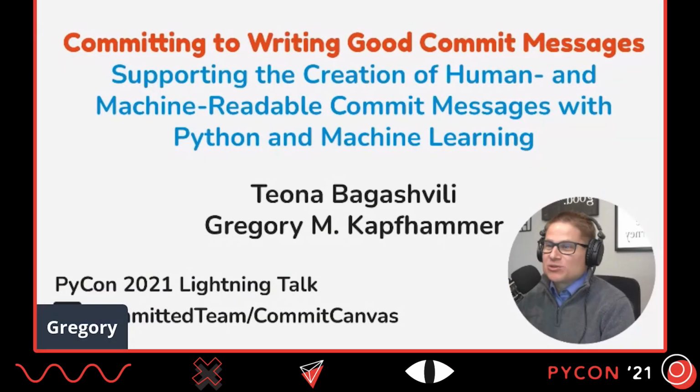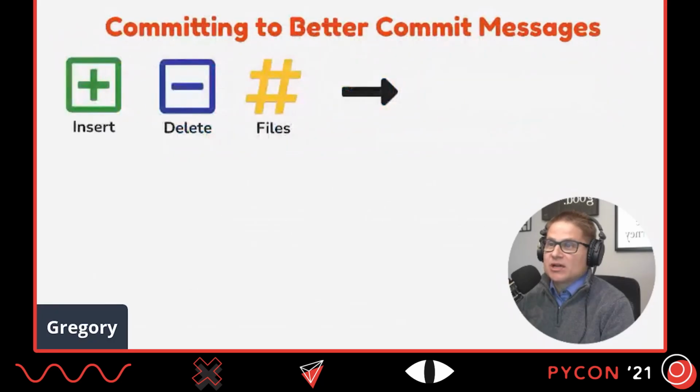Today, I'm going to present a tool that my colleague Tiona and I developed. The tool is implemented in Python, and it uses machine learning techniques to help you to commit to writing good commit messages. Let's dive into the tool and how we implemented it, and I'll share additionally some more with you about the usage scenario.